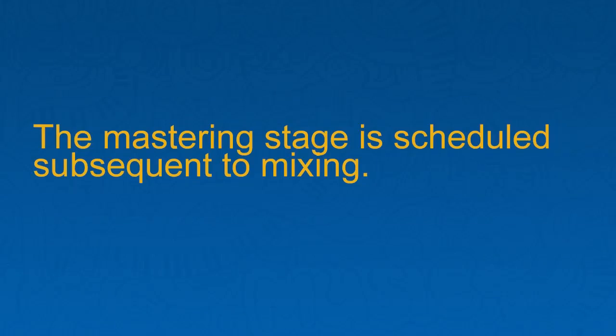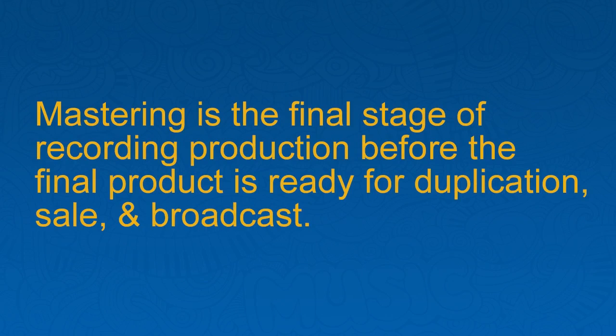The adjustments made to the individual tracks in the process of mixing can be numerous or minimal depending on the project. The mastering stage, which is the next stage, is scheduled subsequent to mixing and takes considerably less time than the mixing stage. Less complex and lower budget album projects are sometimes mastered in just a day or two, while others may take the same time per song. Mastering is the final stage of the recording production and should produce the final product ready for duplication, sale, and broadcast.